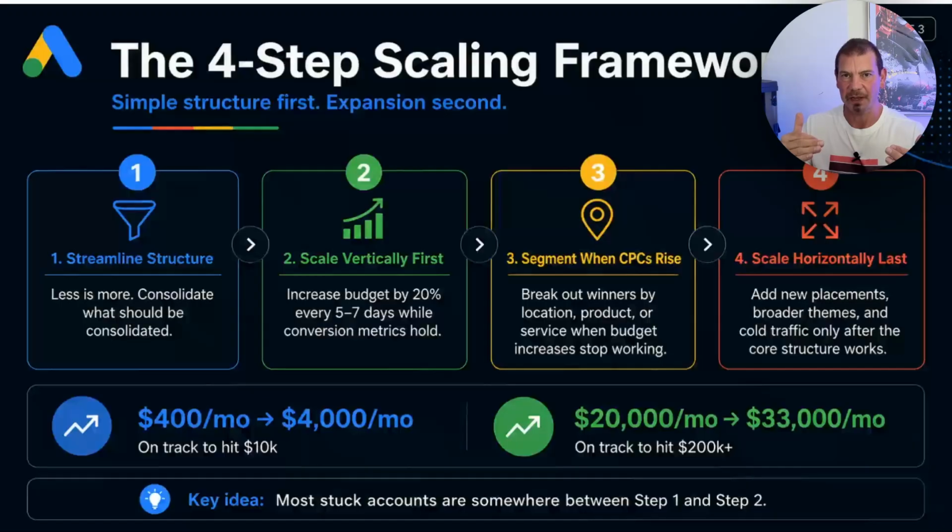Look at the results that you're getting. If you're getting the results based on that 5 to 7 days, then potentially increase the budget again. And again, once you've done that, then you're going to get better results. And then number 3, segment when CPCs rise. So break out the winners on locations, product, service when budget stops working.